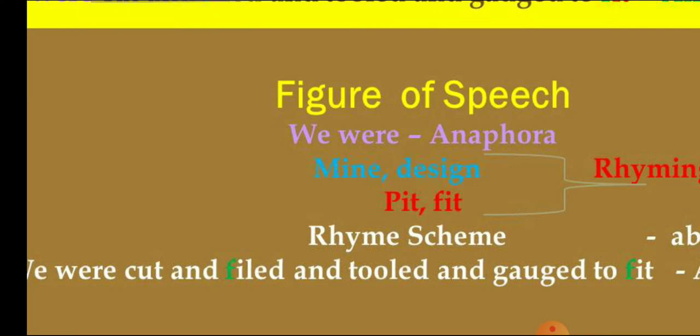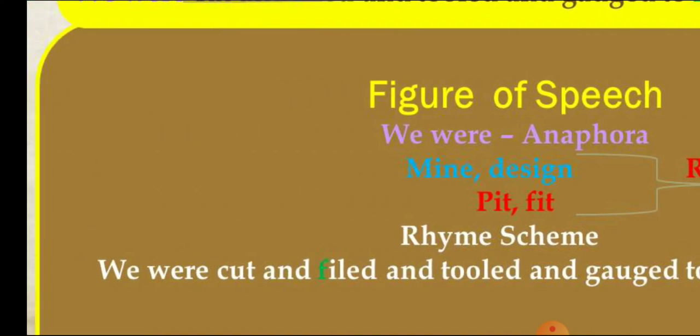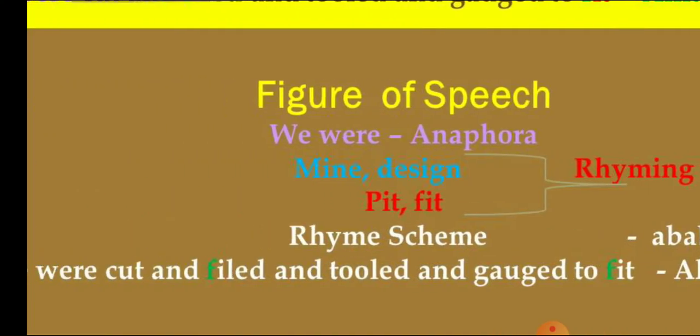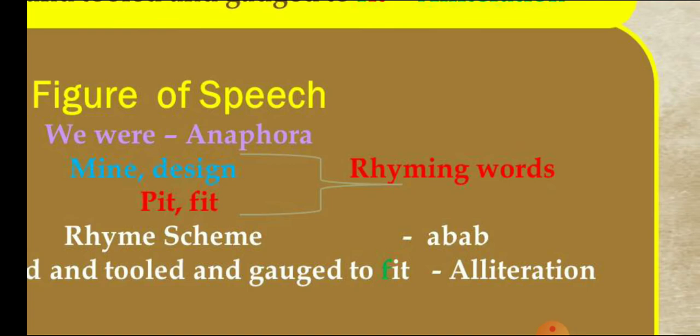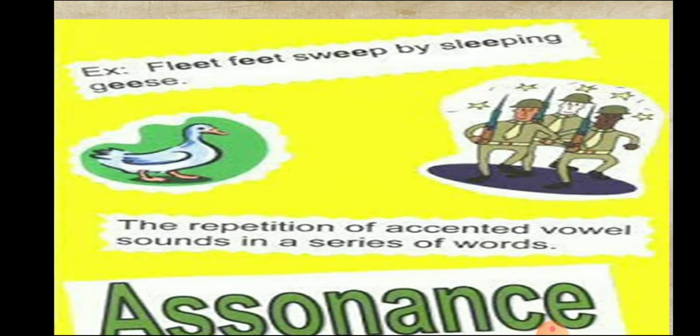Mine, design, fit, pit. So these are the rhyming words. The rhyme scheme employed here is AB, AB. We were cut and filed and tooled and gorged to fit. Here the F sound is alliterated. So the figure of speech employed here is alliteration. Next.